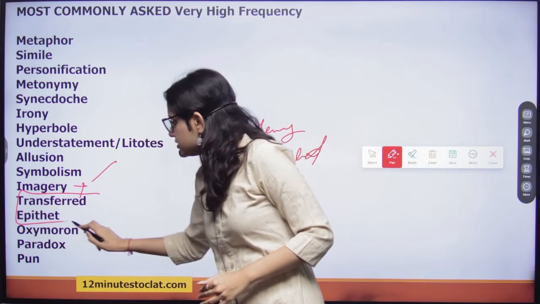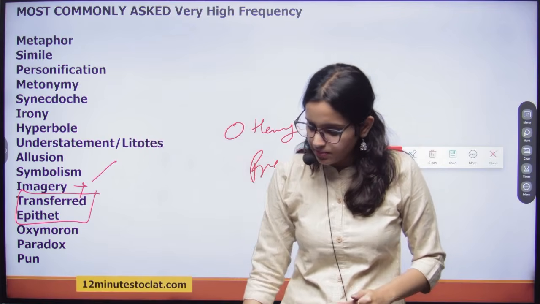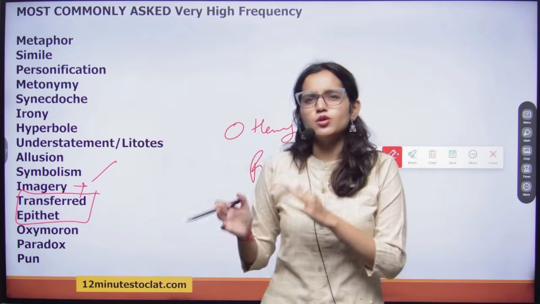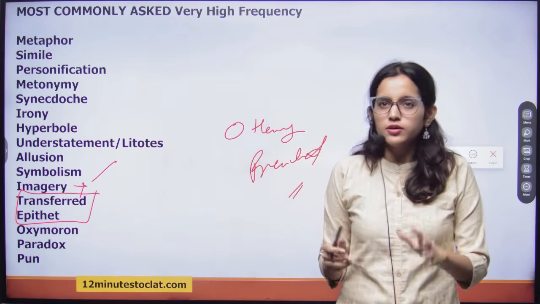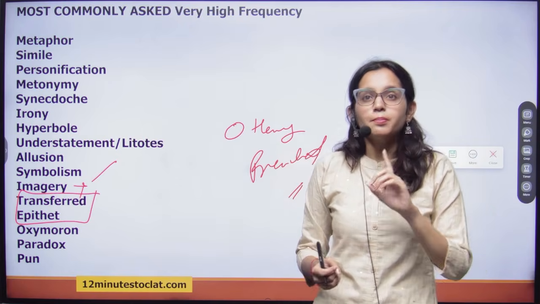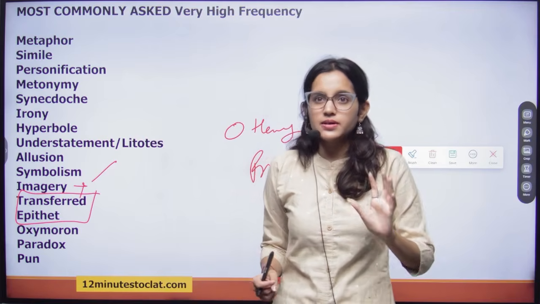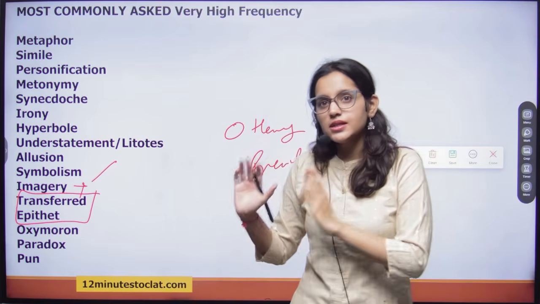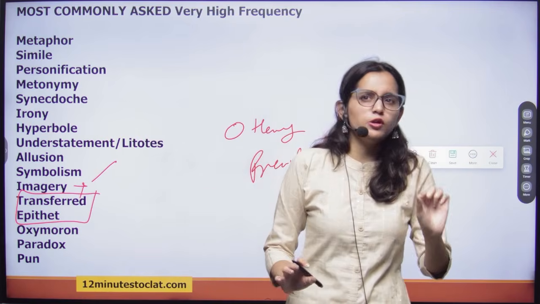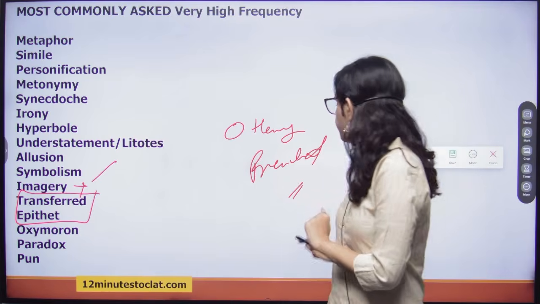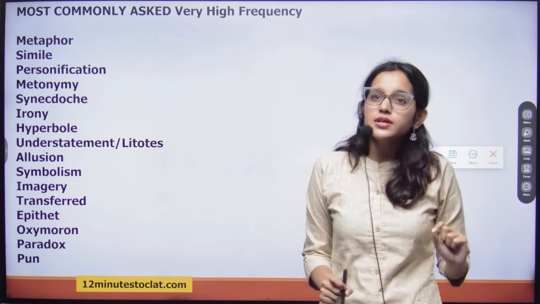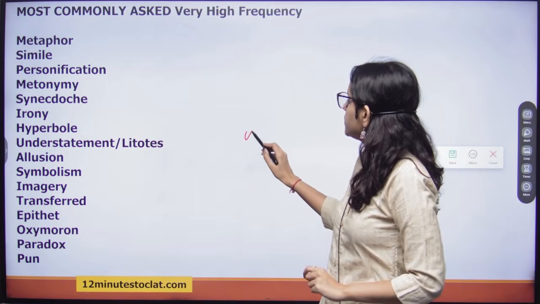Then you have transferred epithet. What is transferred epithet? Transferred epithet is when you take an inanimate object, a non-human object, and you give it the quality of humans, but you are only writing it. The actual meaning still stays with the human, the quality is there with the human, I'm just writing it with the object. For example, I'll give you an example. I say, she pointed an angry finger at me.